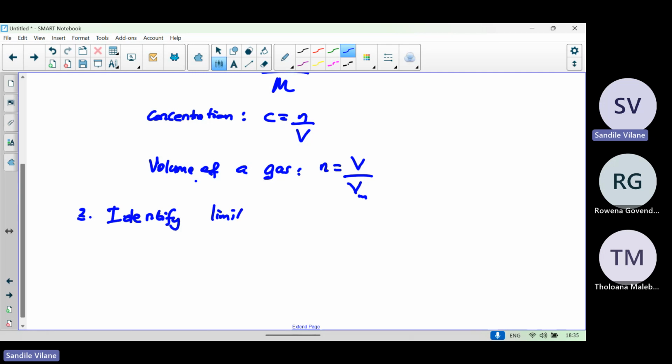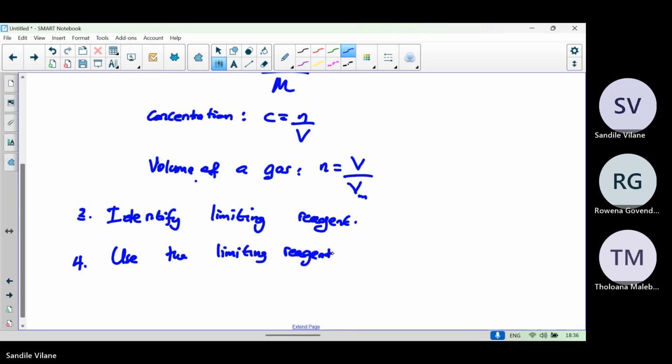To do that, you're going to have to compare the stoichiometric ratio to the actual ratio. Identify your limiting reagent. Last but not least, you use the limiting reagent to calculate whatever is needed to do the calculations. So let us look at your steps.